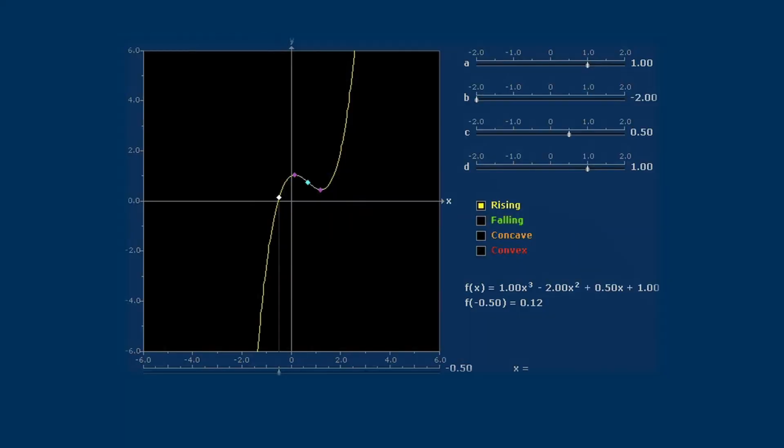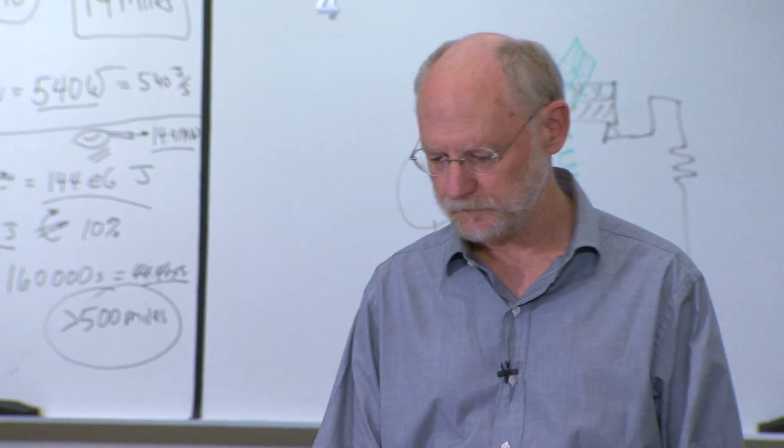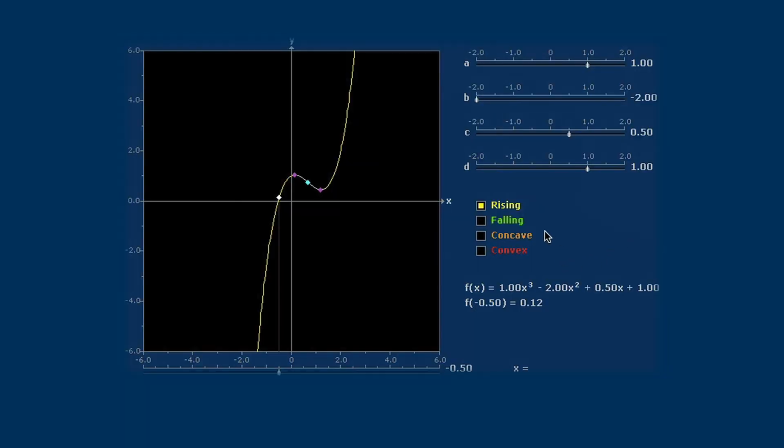So what you see is a graph. It's a graph of a third-order polynomial. The polynomial is described here. It's x cubed minus and so on. And these coefficients, 1, minus 2, 0.5, and 1, they're controlled by these four sliders. So a is the coefficient of x cubed, and b is the coefficient of x squared, minus 2. It's set at minus 2 right now.